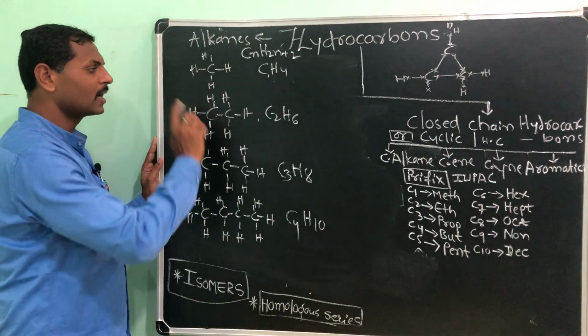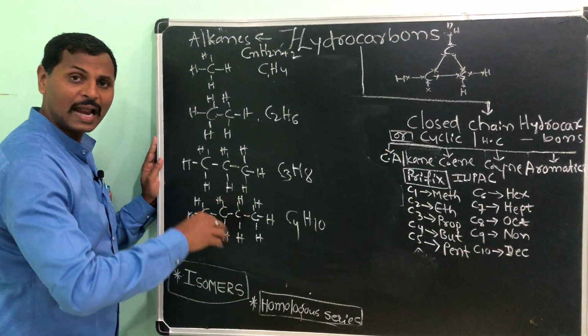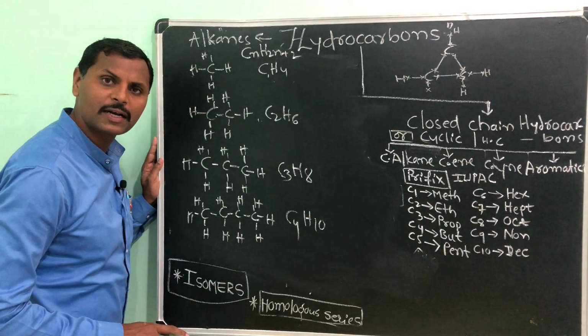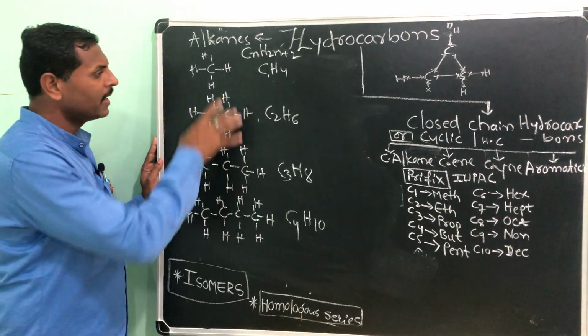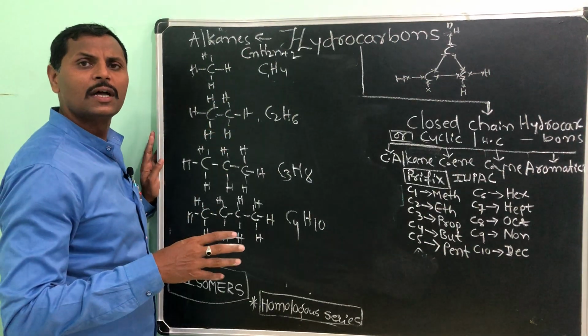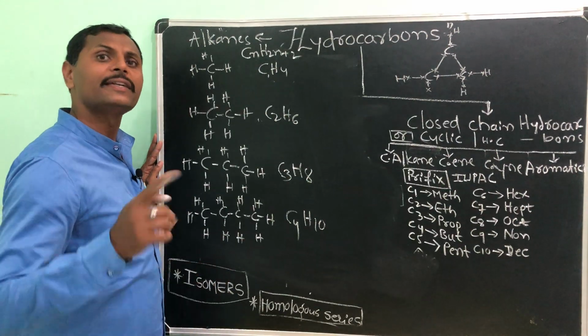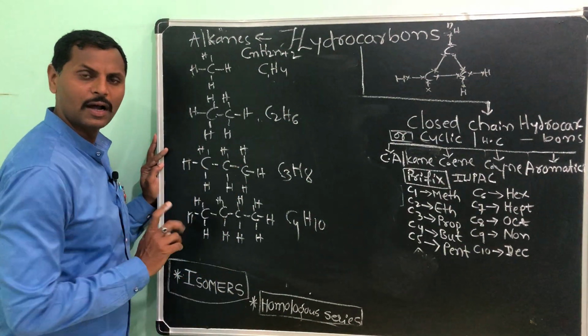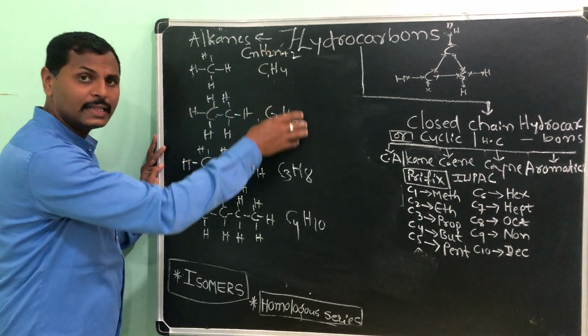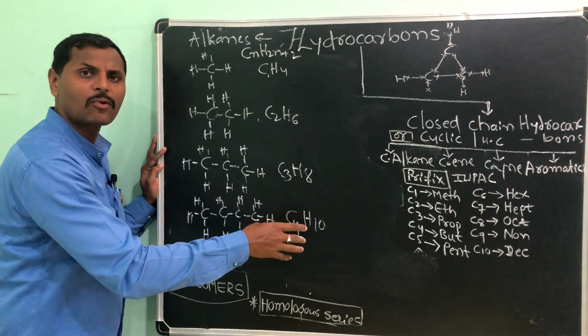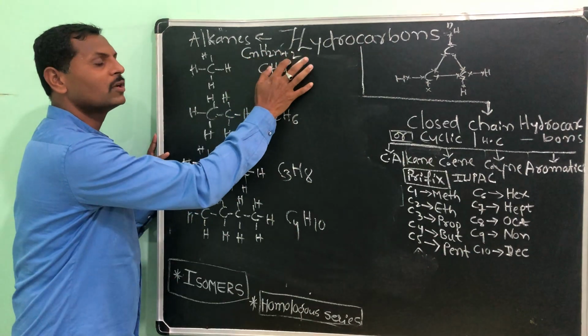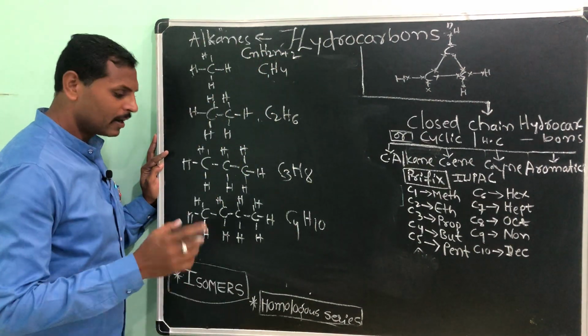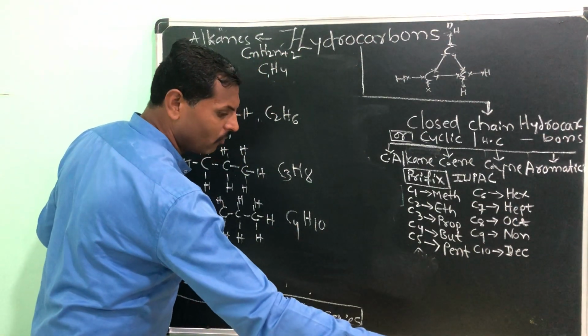Simply take 1 carbon, 2 carbon, 3 carbon, 4 carbon and make a single bond between the carbon and carbon atoms, and simply arrange the hydrogens to satisfy the tetravalency of each carbon. Understood. So you will get exactly the formula in this manner, CnH2n+2 only. So we will name it also now.